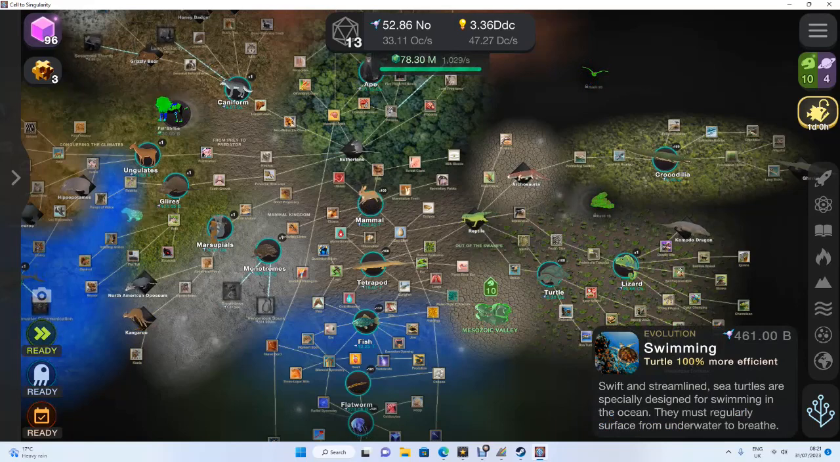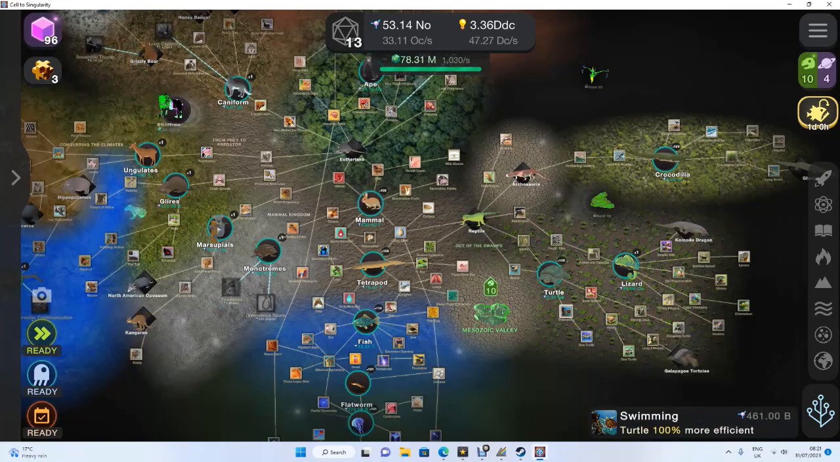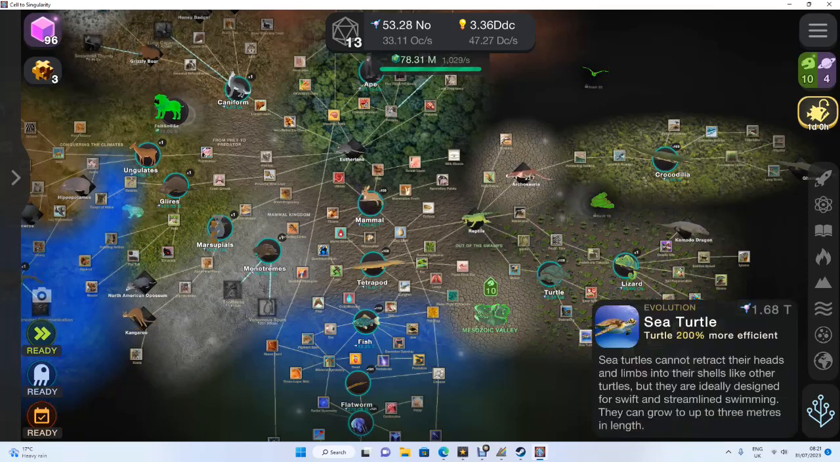Swift and streamlined, sea turtles are specifically designed for swimming in the ocean. They must regularly surface from underwater to breed. Sea turtle. Look at his face, he's like smirking. Sea turtles cannot retract their heads and limbs into their shells like other turtles, but they are ideally designed for swift and streamlined swimming. They can grow up to 3 meters in length.